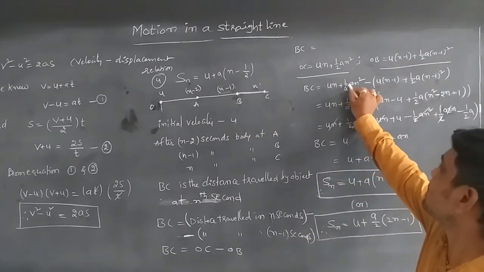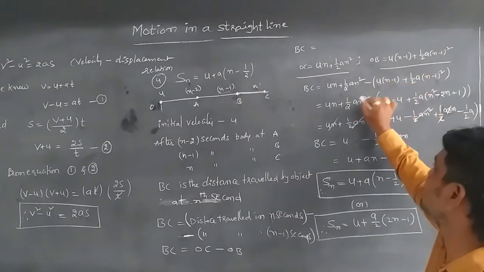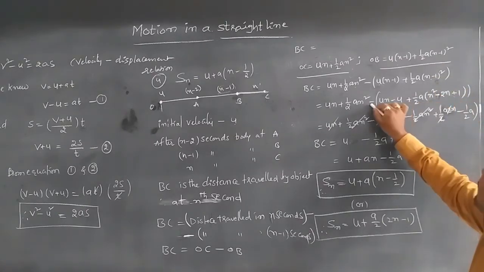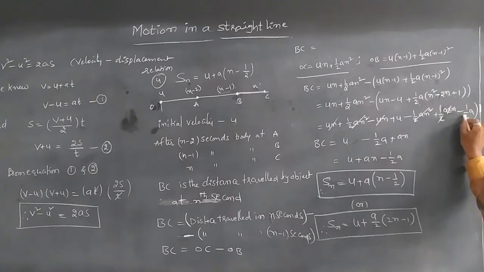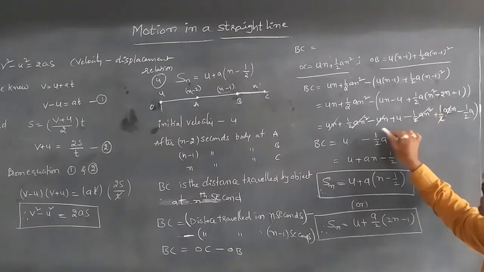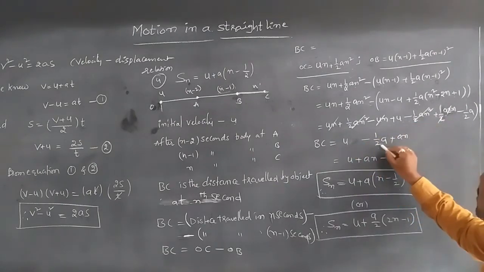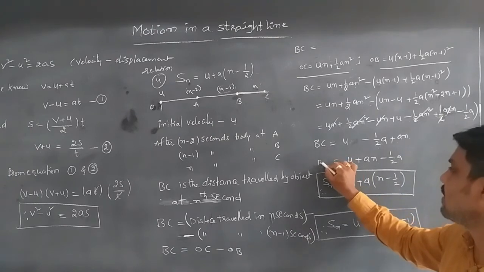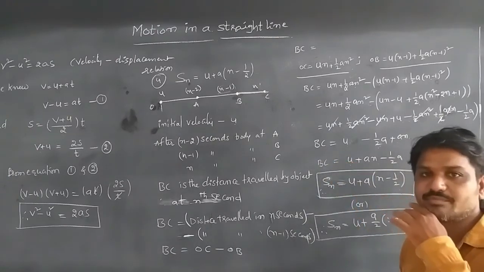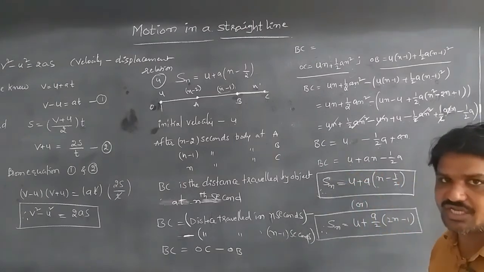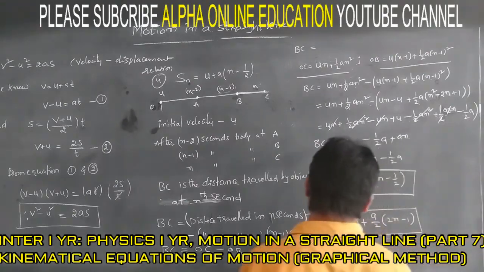So here un plus half an square minus u into n minus 1, we are substituting the same formulas and applying inside. This is in the form of a minus b whole square. We are expanding, then minus half a is multiplied inside, and we get these equations. Here 2 is common, so it cancels, remaining as an, and un plus un minus un get cancelled, half an square plus half an square minus half an square get cancelled. The remaining terms are u plus an minus half a, that is BC, the distance travelled by an object at nth second. So Sn is equal to u plus a of n minus 1 by 2, hence proved.